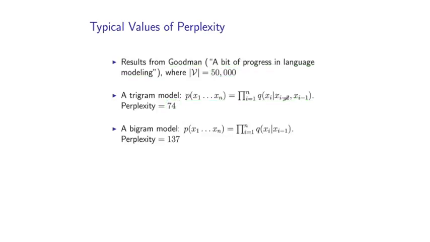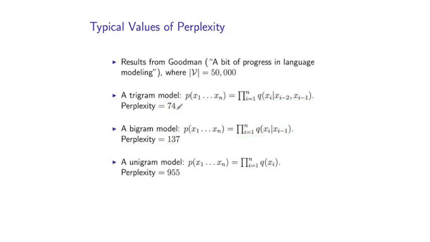Goodman also looked at other models. So one is a bigram model. A bigram model is very similar to a trigram model, but at each point we condition only on the previous word, x_{i-1}. So this is essentially a first-order Markov process. Remember, a trigram model is a second-order Markov process. So we're conditioning on less information, just the previous word. And of course we lose some statistical power there, and the perplexity does go up a bit to about 137, which is a pretty significant change from 74.